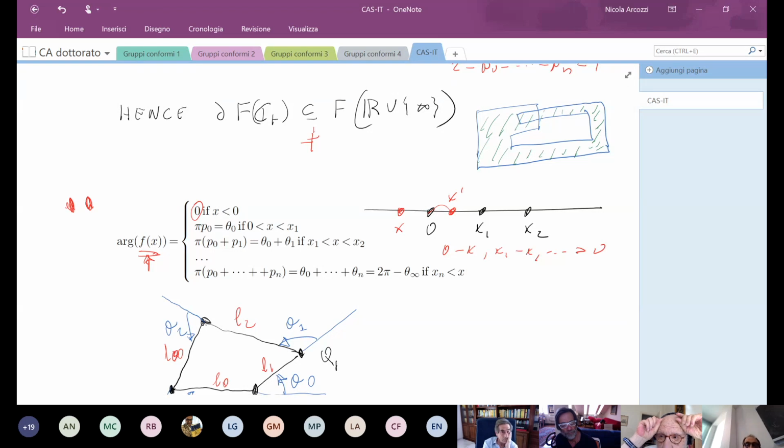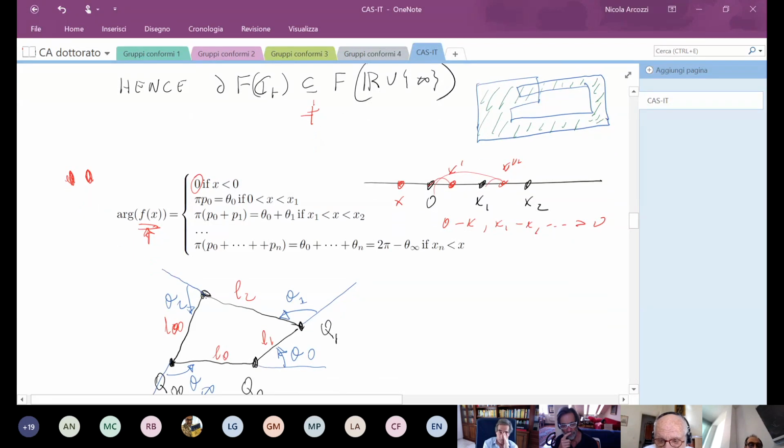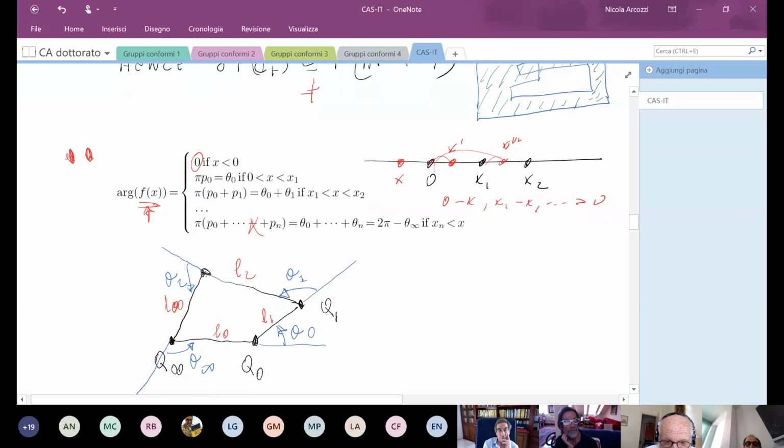And when you pick x here, you have also the contribution coming from this and this and so on, and then you keep adding. You keep adding until in the end, if x is bigger than xn, you have summed all of the arguments, and so you get theta 0 plus theta n, or p0 plus pn times pi, which makes 2 pi minus what I call theta infinity, the angle at infinity.